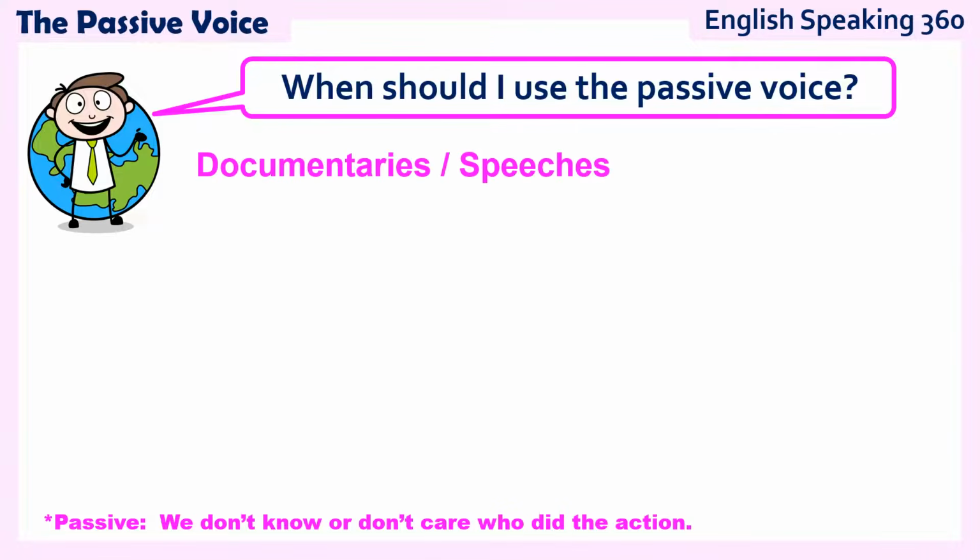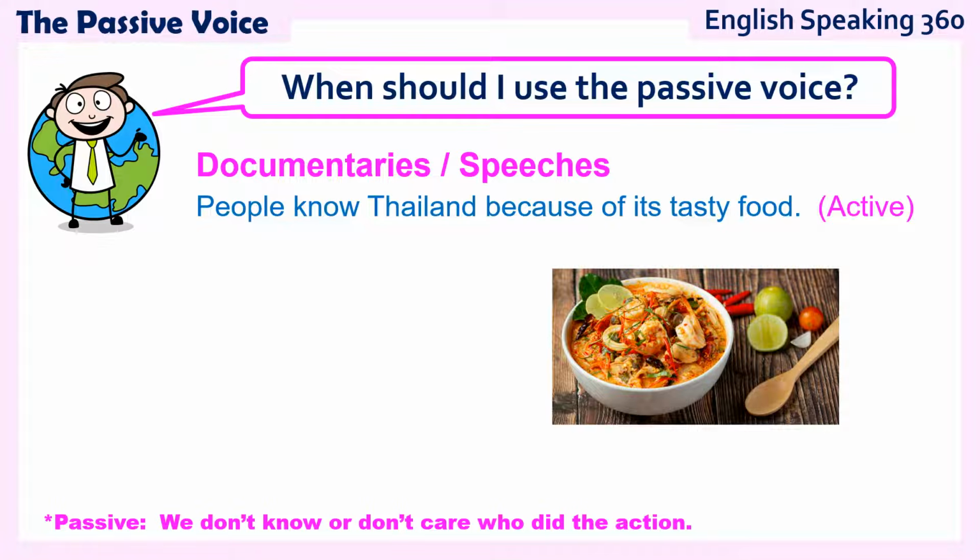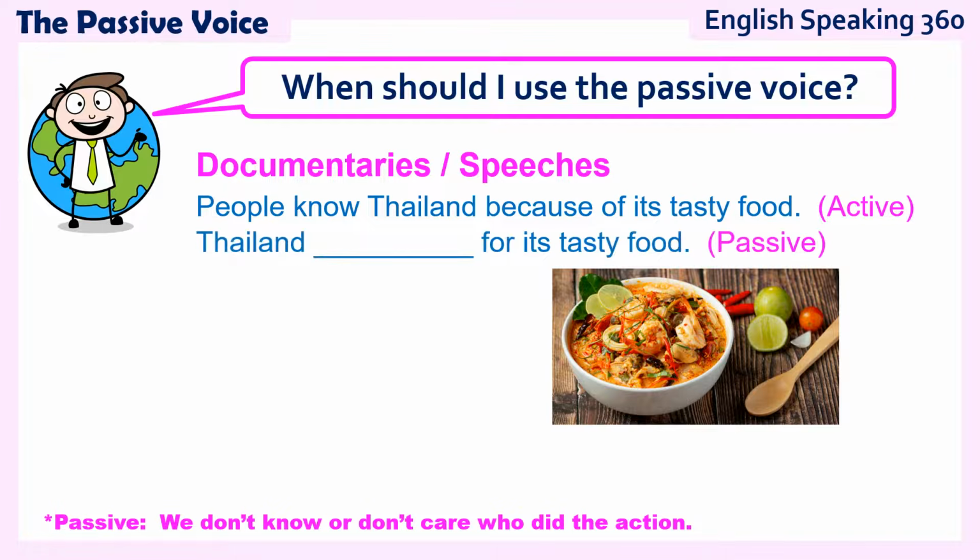Another case for passive voice use is in documentaries or when you're giving a speech, like a speech contest, for example. People know Thailand because of its tasty food. Can you make the passive? Thailand is known for its tasty food. So this one, the verb know is in the present tense. So, Thailand is known for its tasty food.